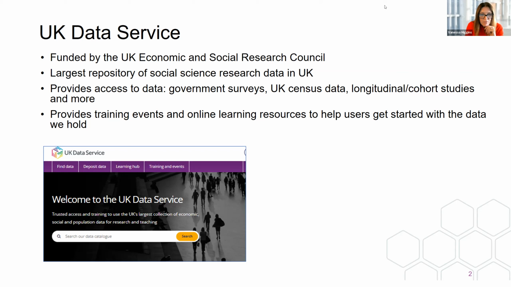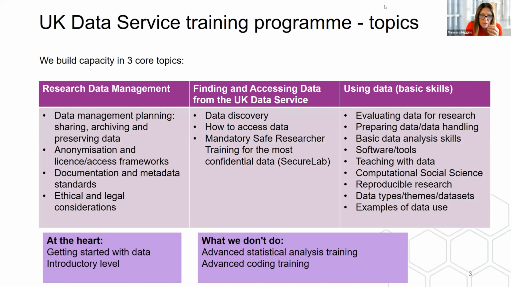So we provide training events, and we also provide online training resources. And I won't dwell on this, but these are the kinds of topics that we provide training in. So you've got the 3 columns. So we provide training in research data management, in how to go about finding and accessing the data that we hold, and also in using data. So using data is a really big section, actually, even though it's only 1 column. You can see all the different topics that we cover under there.